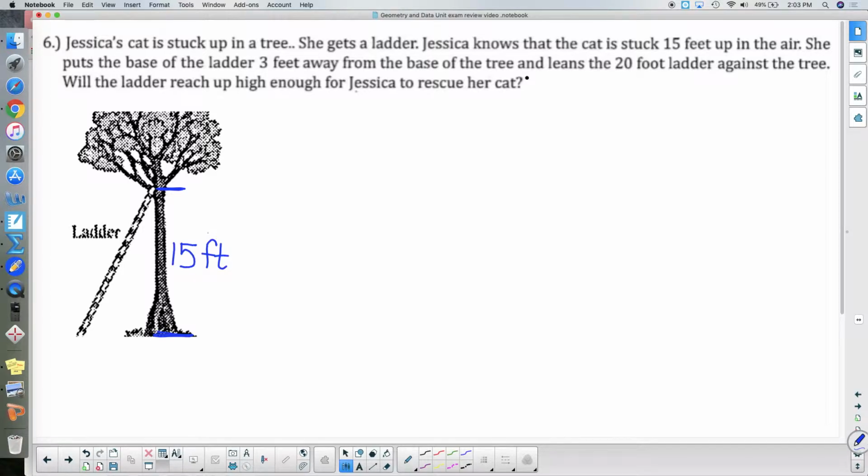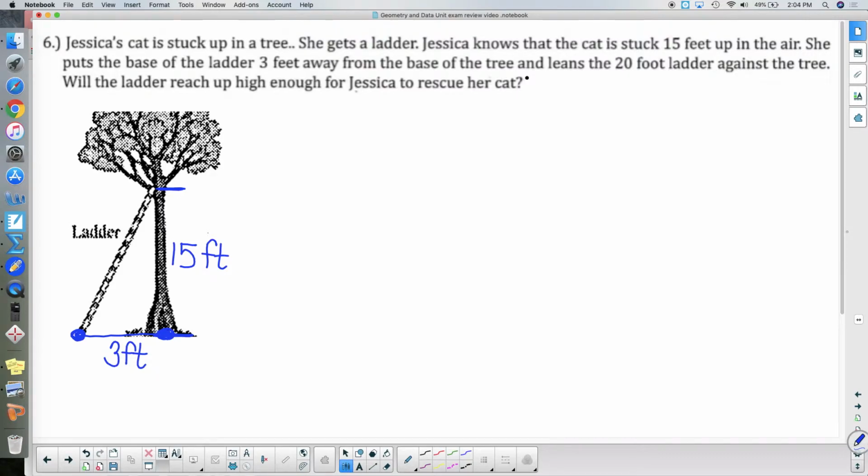She puts the base of the ladder, so here's the base of the ladder, 3 feet from the base of the tree. So she's connecting those two at 3 feet. And now here's the comparison. Those are the things we can't change. That's where she put the ladder, and that's how high up the cat is. So what they'd like to see is, will the 20-foot ladder reach?